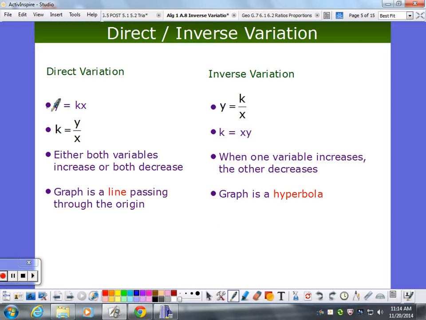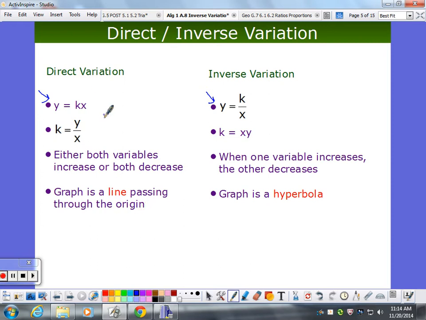For direct variation, y equals kx and k equals y over x. Solve this thing for y. Inverse variation, y equals k over x, so multiply by x on both sides to get k equals xy. So the memory piece are these two things. Yes, you do have to memorize that. This can be derived, so I would say, solve it for k, and write it down.